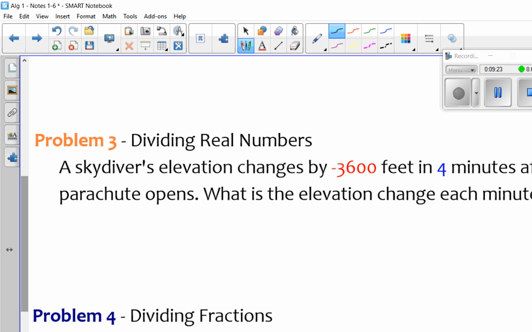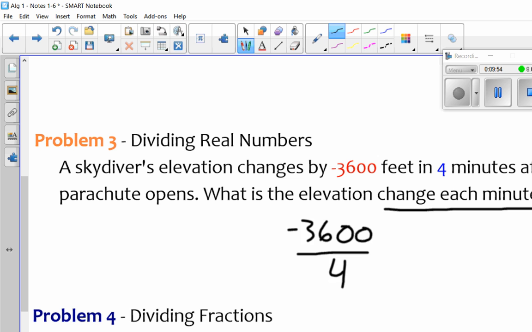Okay. All right. So we have this skydiver who jumps out of a plane. The elevation is going to change 3,600 feet in 4 minutes after the parachute opens. What's the elevation change each minute? Well, when I'm falling out of a plane, I'm going in a negative direction from where I started. Okay, whatever that might be. And every 4 minutes, I drop that much. But the question's asking how much I change each minute? So that's why I set up a little division problem, okay?